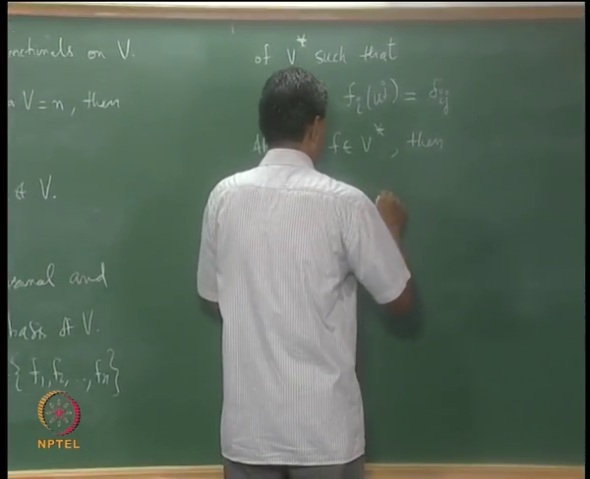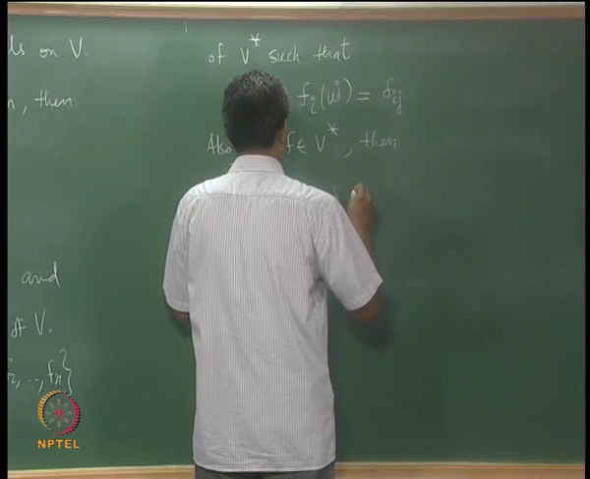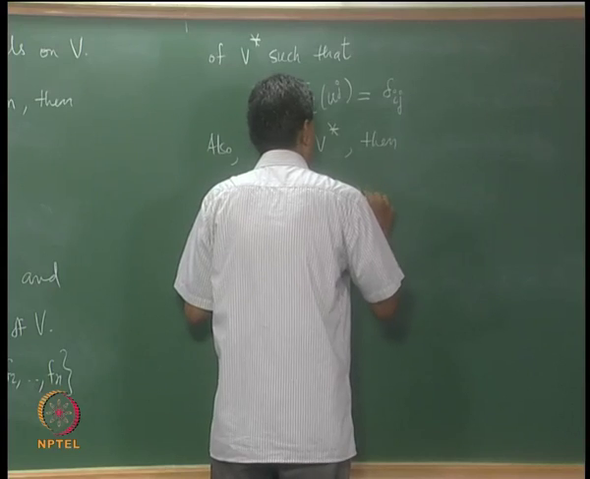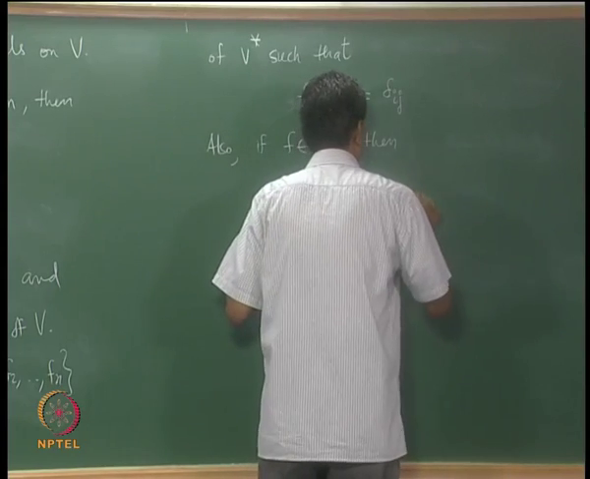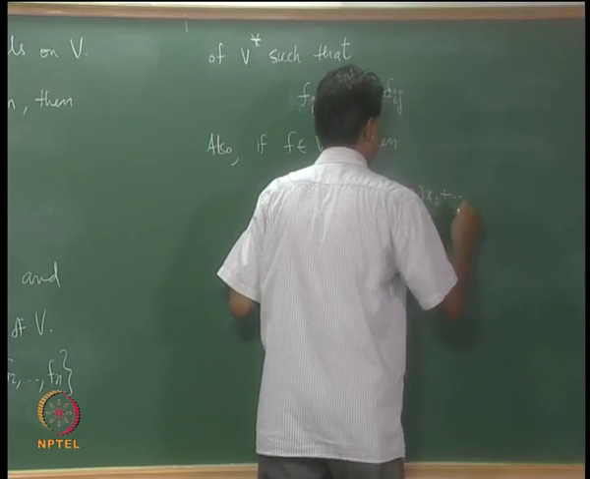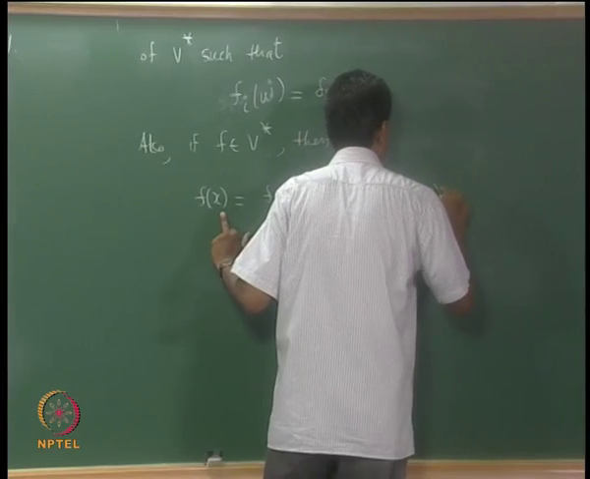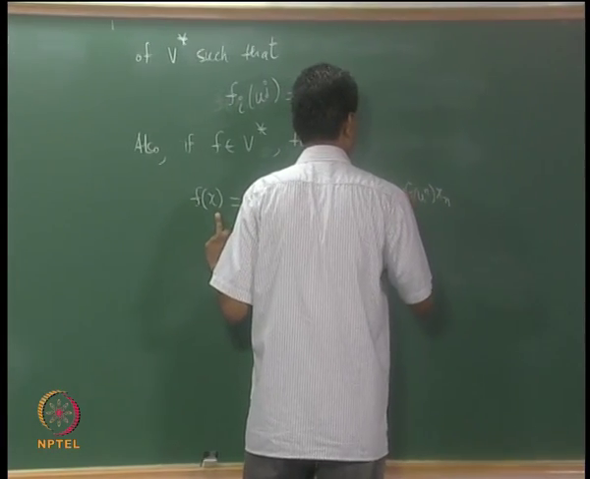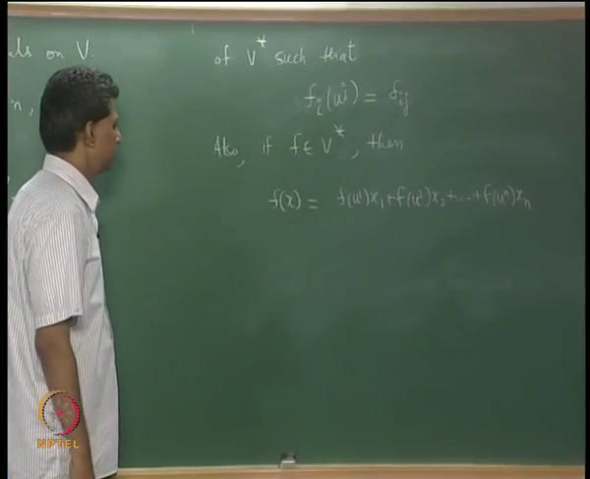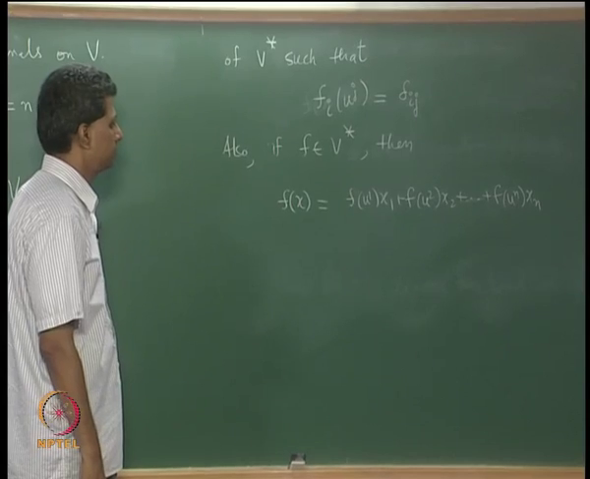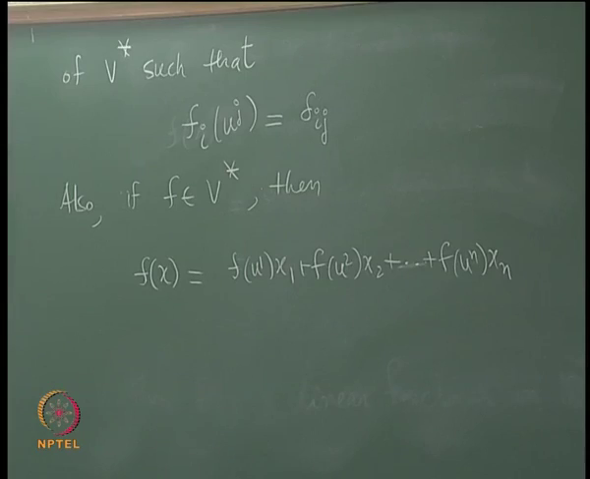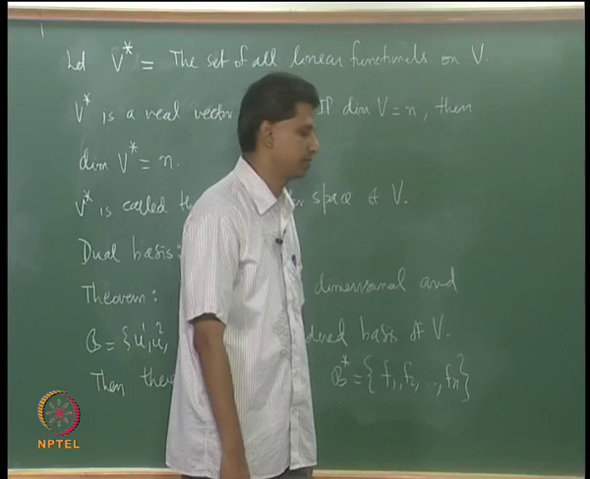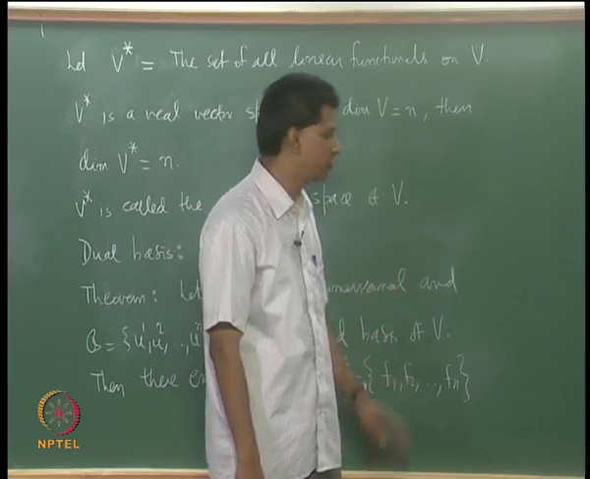F of x is nothing but F of U1 X1 plus F of U2 X2 plus etc. plus F of UN XN. Okay. This is the formula for F. Any X in V can in turn be written in terms of these functionals as follows.